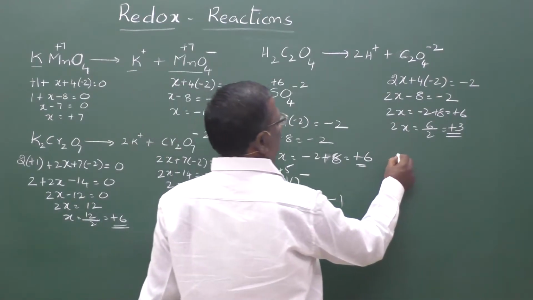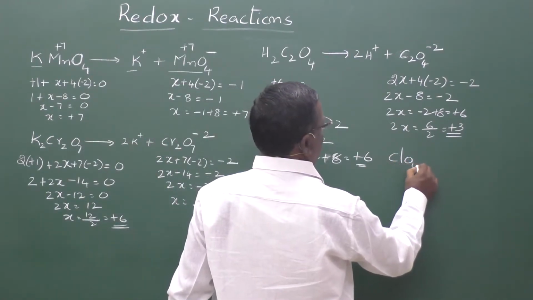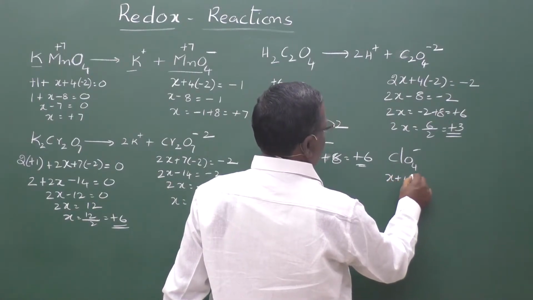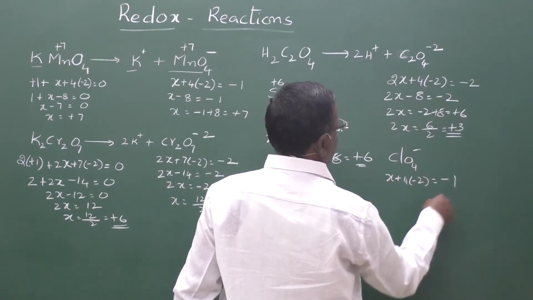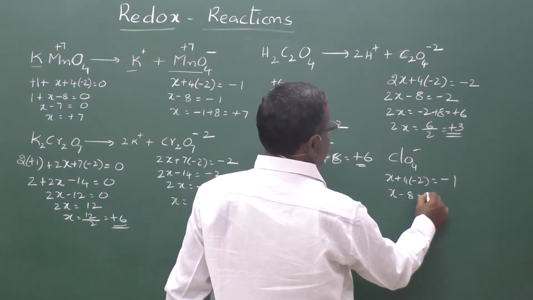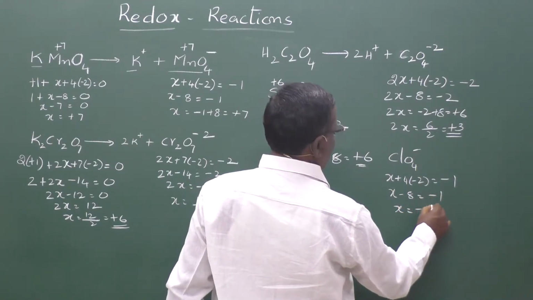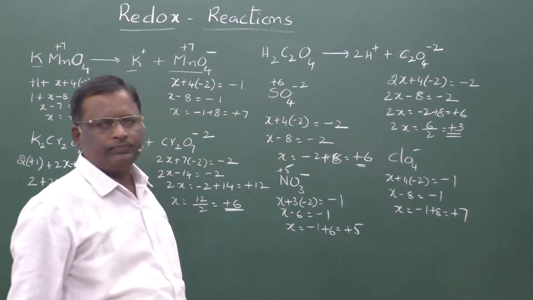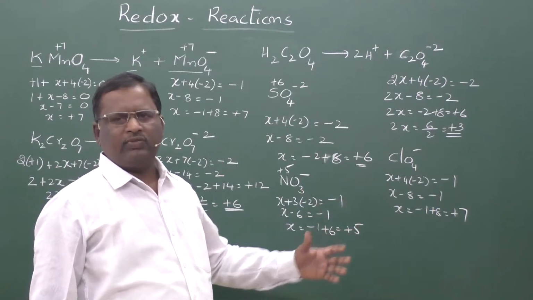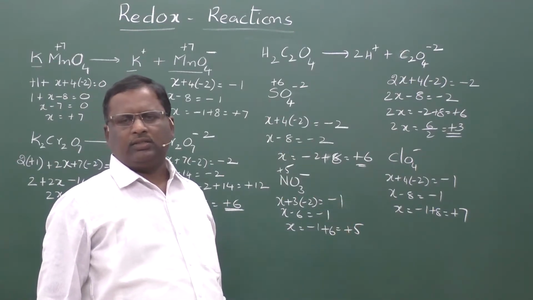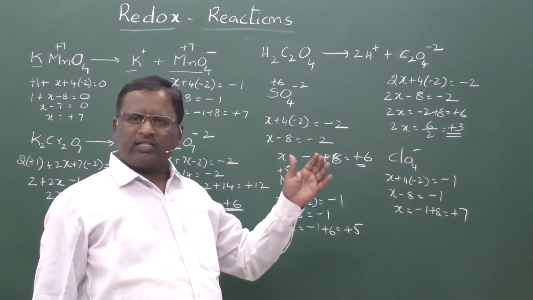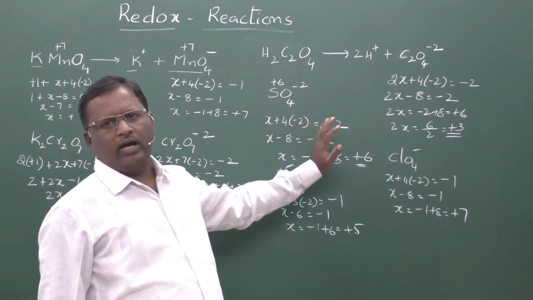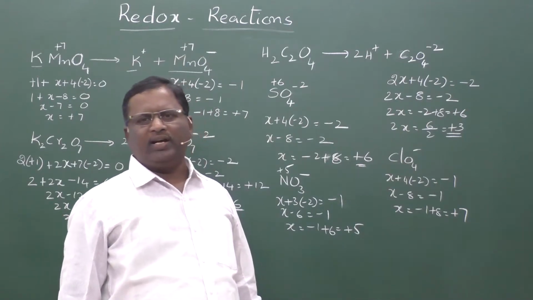Similarly, ClO4 minus. So, X plus 4 into minus 2 is equal to minus 1, X minus 8 is equal to minus 1, X is equal to minus 1 plus 8, that is equal to 7. By this way, we can calculate the oxidation state of different atoms, provided the ion with its charge is known to us.